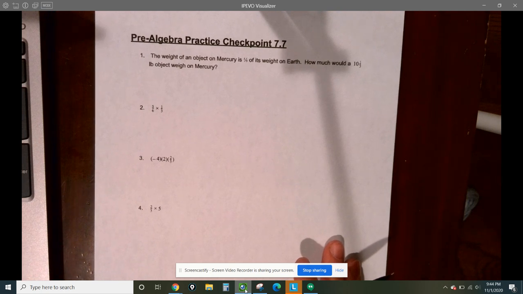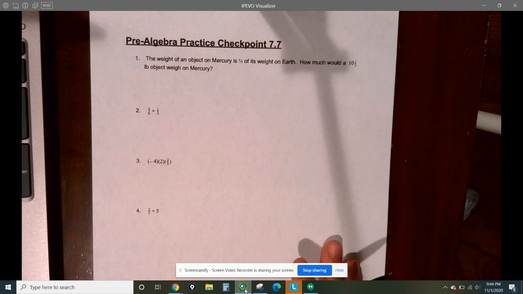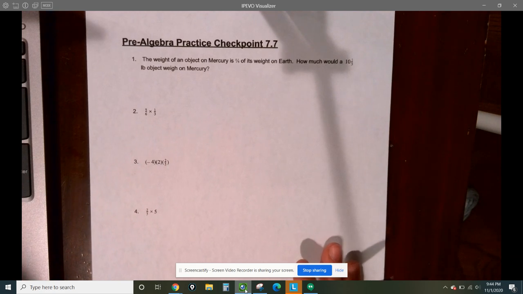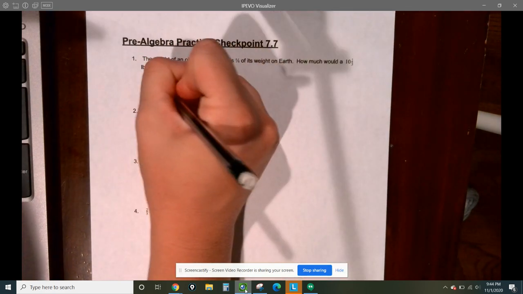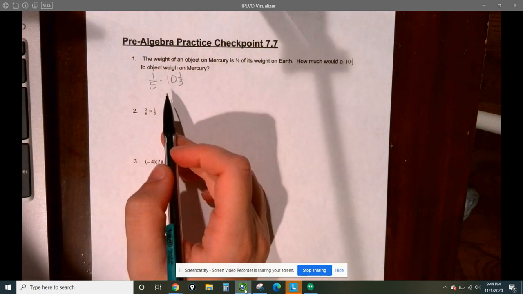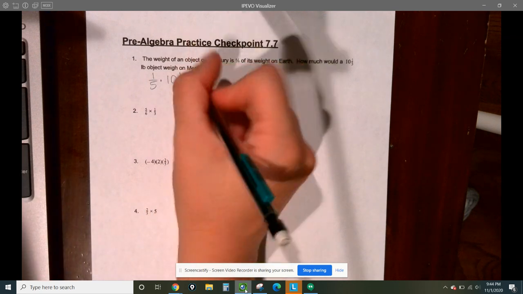Okay, so number one, the weight of an object on Mercury is 1/5 of its weight on Earth. How much would a 10 1/3 pound object weigh on Mercury? So this lesson was about multiplying fractions. So you can probably guess that you're going to multiply 1/5 times 10 1/3. So I'm going to write that out, 1/5 times 10 1/3. When we're dealing with mixed numbers, it's best to turn them into improper fractions first so that you can work with them more easily.